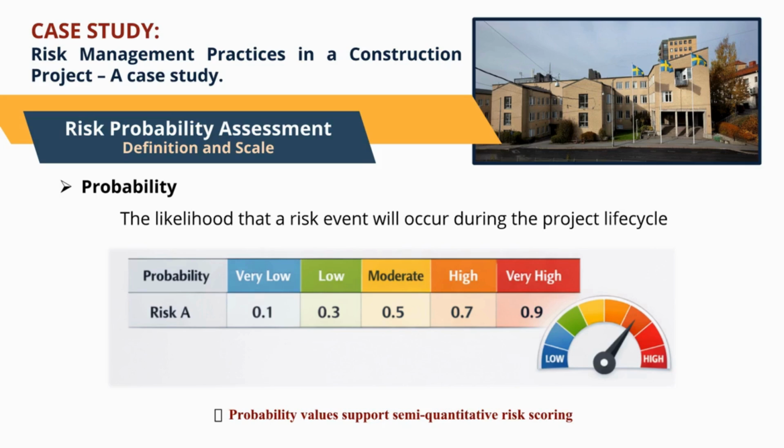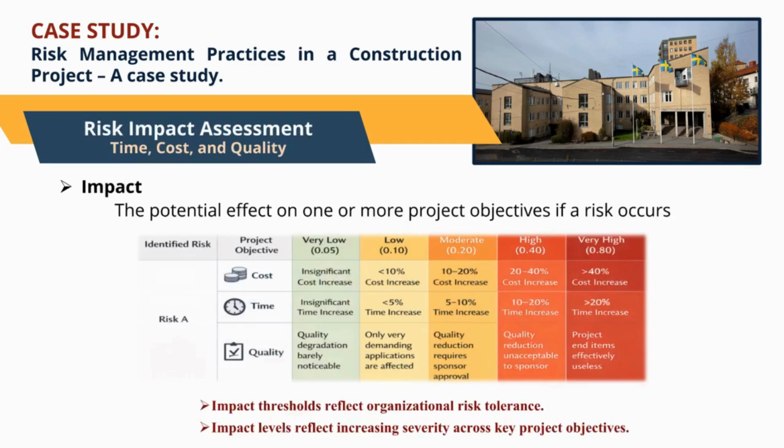Risk impact assessment focuses on evaluating the potential effect of a risk if it occurs. Impact refers to how a risk may affect one or more project objectives, particularly time, cost, and quality. The assessment uses standardized impact levels ranging from very low to very high, supported by numerical scales. These scales ensure consistency and objectivity when evaluating different risks across the project.